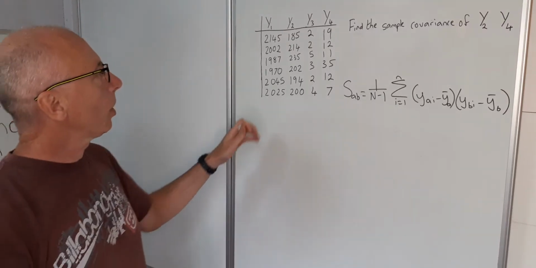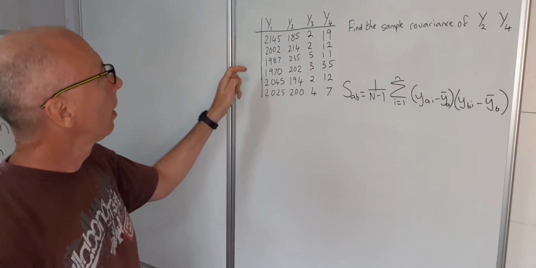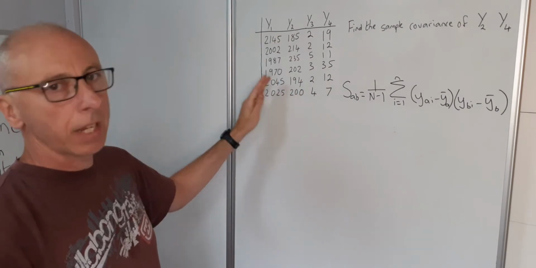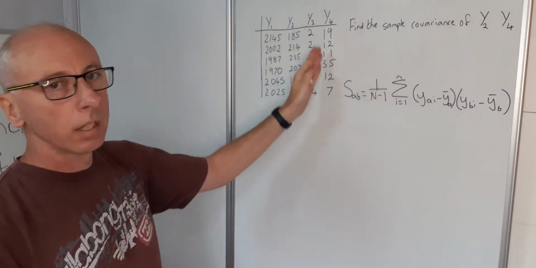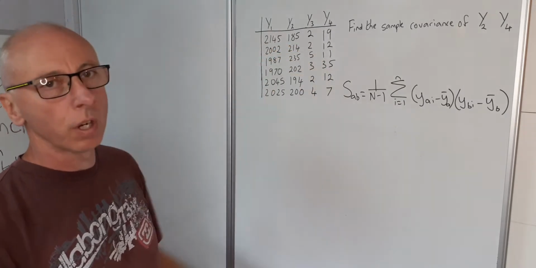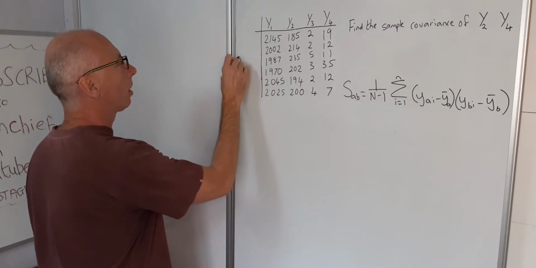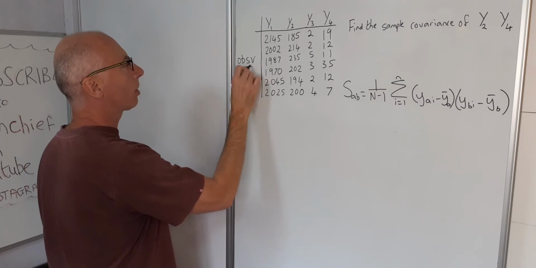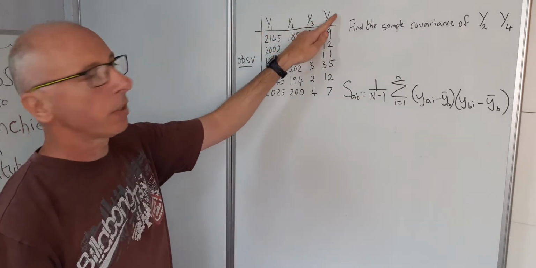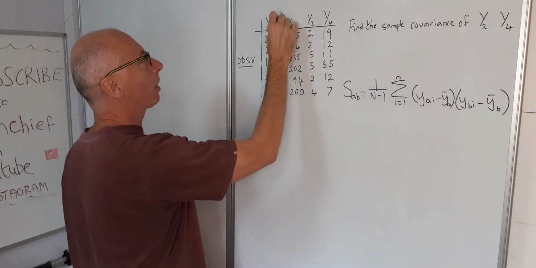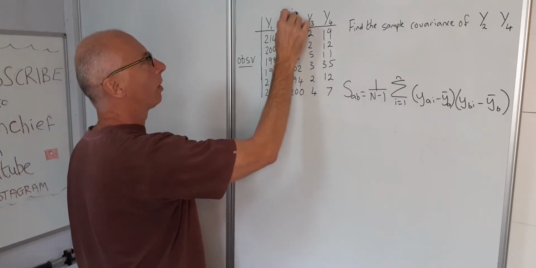Okay, so we've got a sample of a population here, and it's split up into this little table where each variable is listed with each observation on the rows. So this would indicate observations. This is the observation for this corresponding variable. And at the top here, these are the variables.